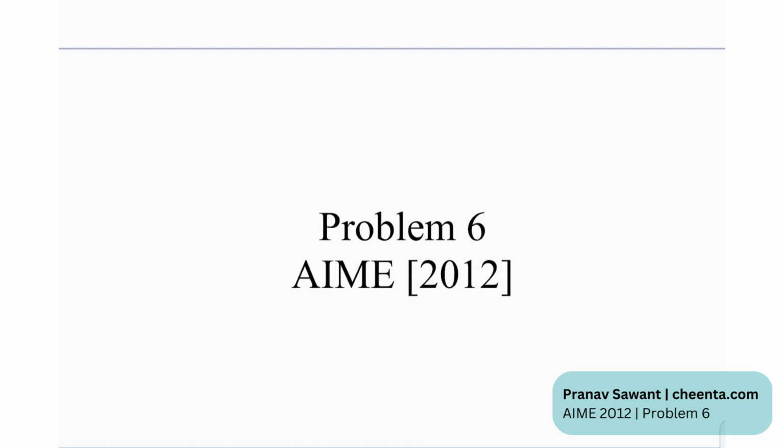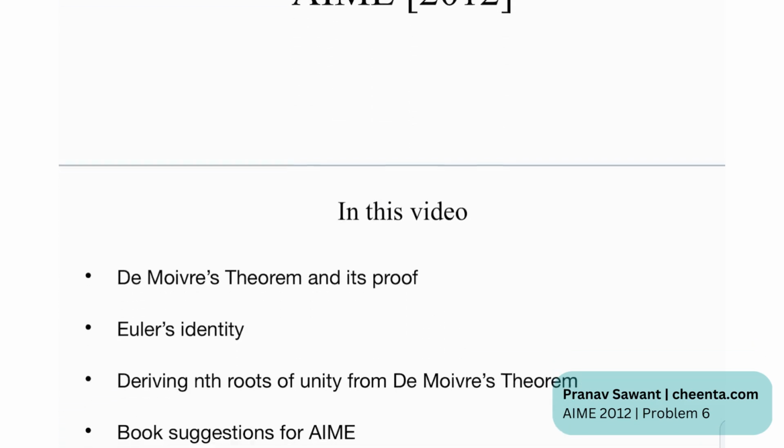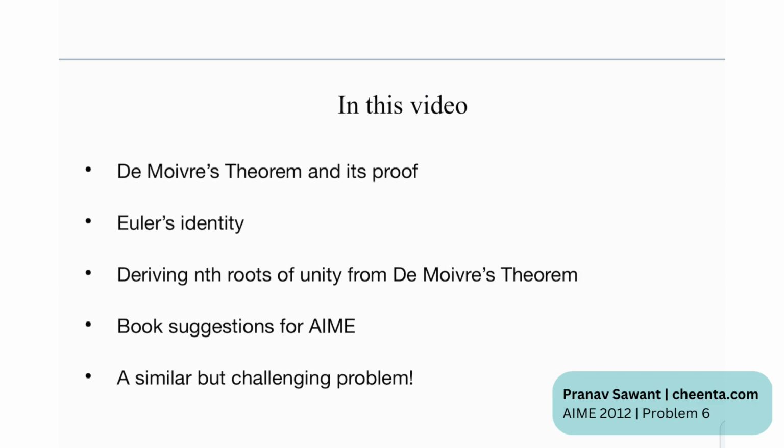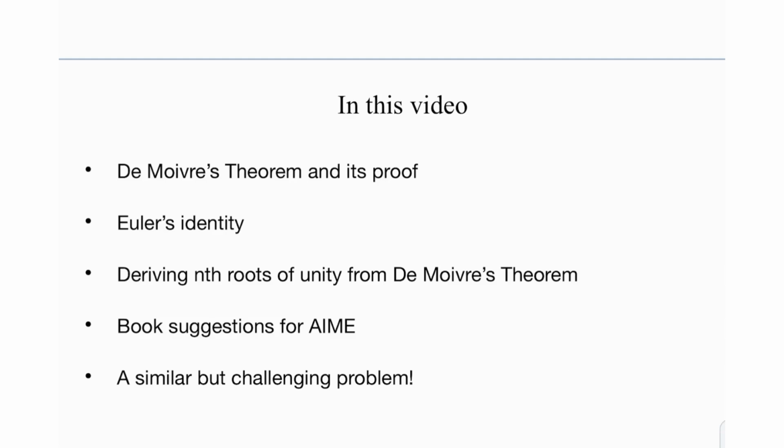This is problem number 6 from the AIME in the year 2012. In this video, we're going to talk about De Moivre's theorem, and I'm also going to give you a rough proof of it, Euler's identity, of course, and then we'll talk about how we can derive the nth roots of unity from De Moivre's theorem. The nth roots of unity have a closed form: one is obviously a root of unity, and other than that, you can figure out the closed form for the complex roots using De Moivre's theorem. Then we have book sessions for AIME, and at the end a similar but challenging problem.